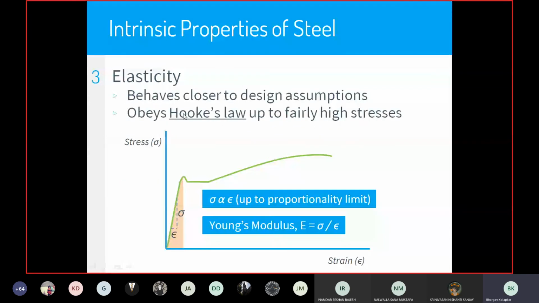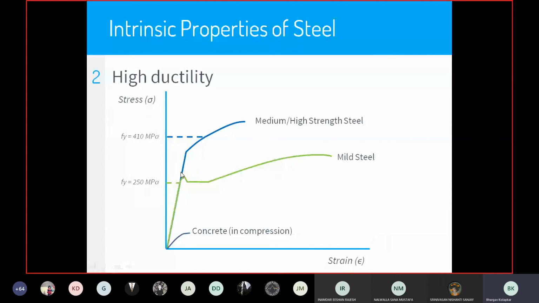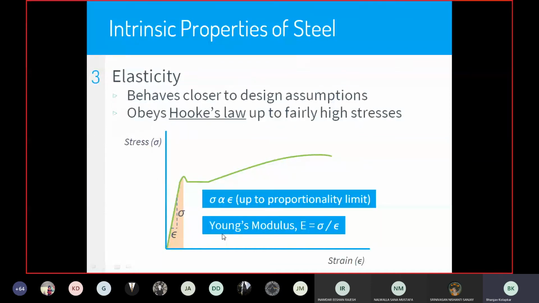So, steel behaves elastically, unlike concrete, and this leads to a very predictive behavior. Next semester, we'll look in detail at the stress strain curve of concrete, and you'll notice that concrete does not have this linear segment that steel has. This linear segment means that we can predict the behavior of steel in a much more probable manner than that of concrete.